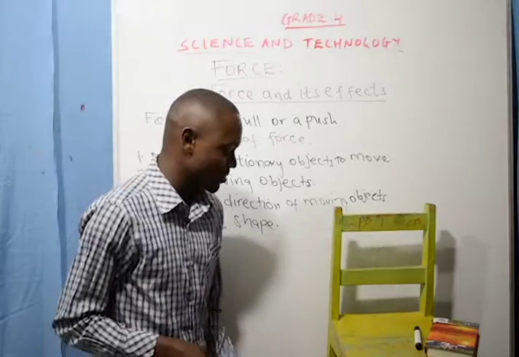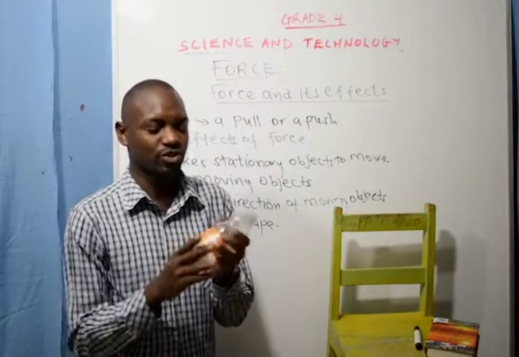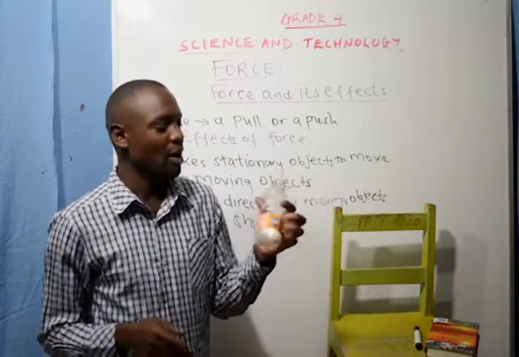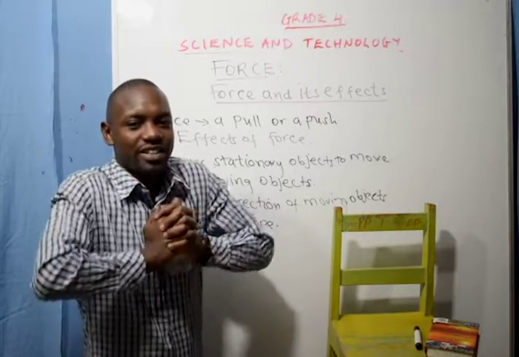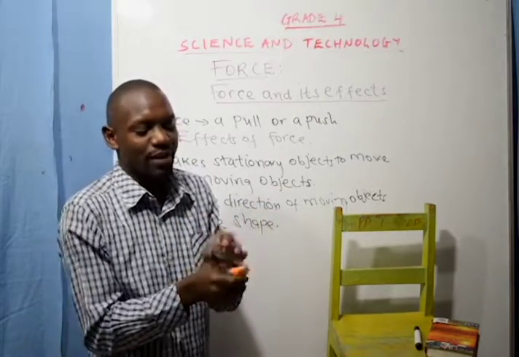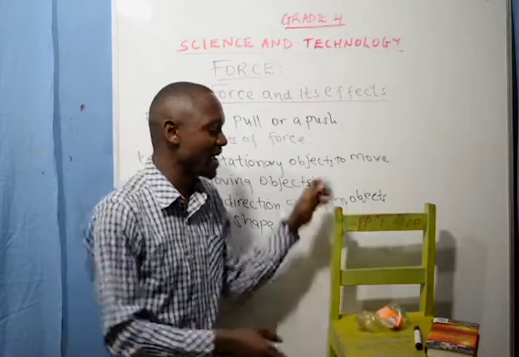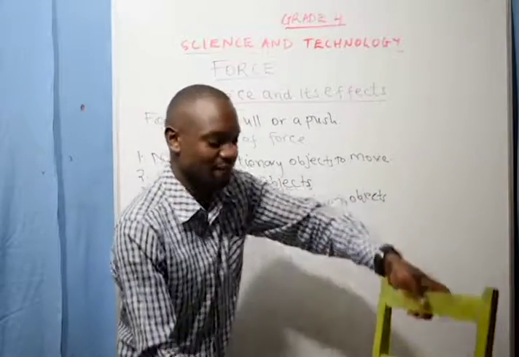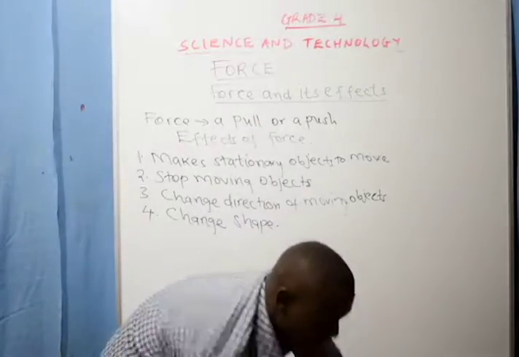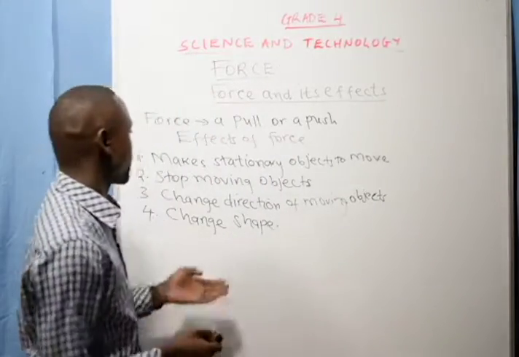The same will apply to this bottle here. You can see its shape originally. When I apply some force to it, what will happen to its shape? It will change. Why? Because we have applied force. So we say that force can change the shape of an object.